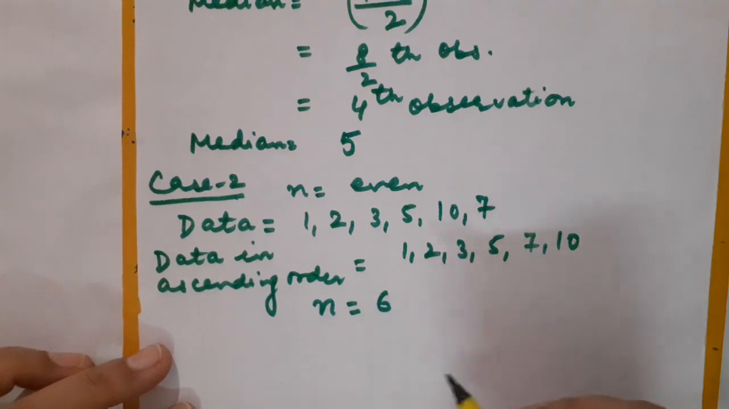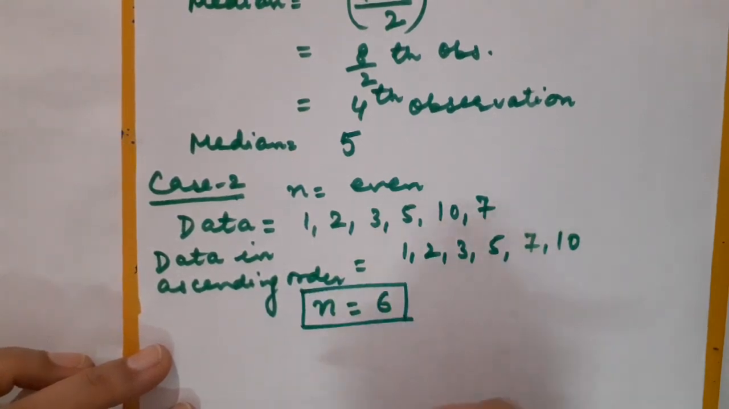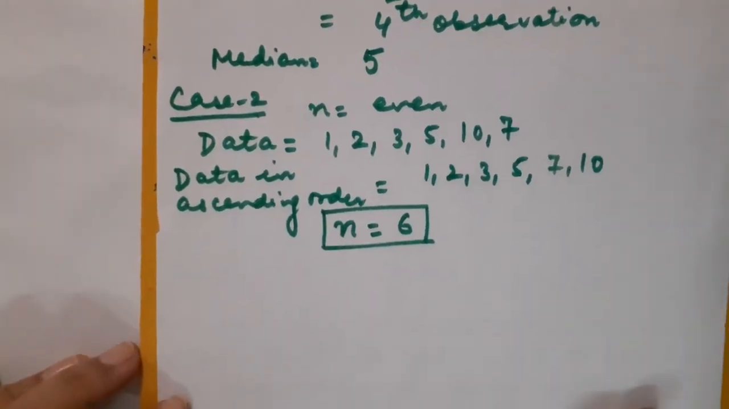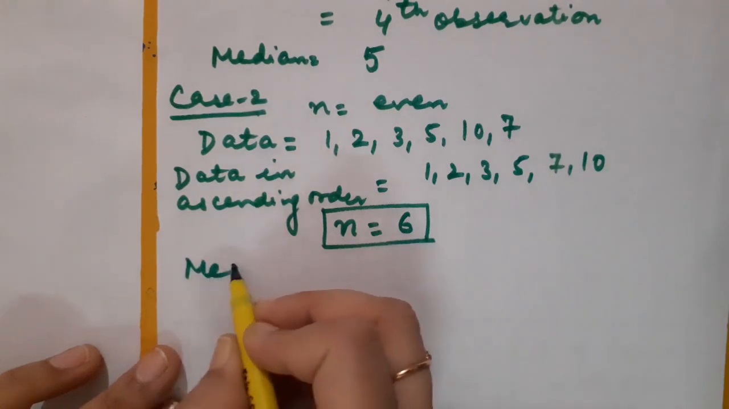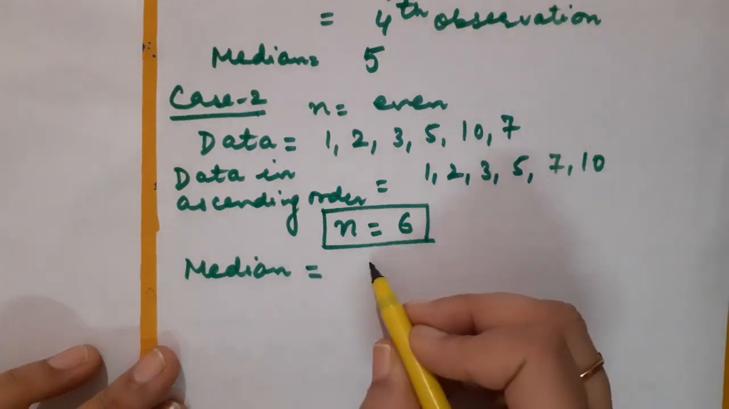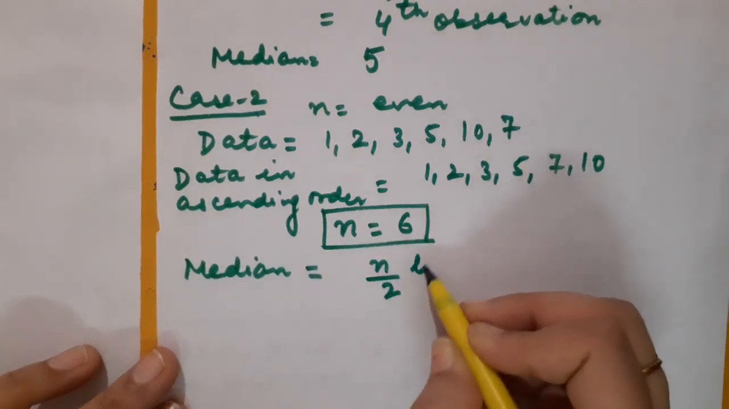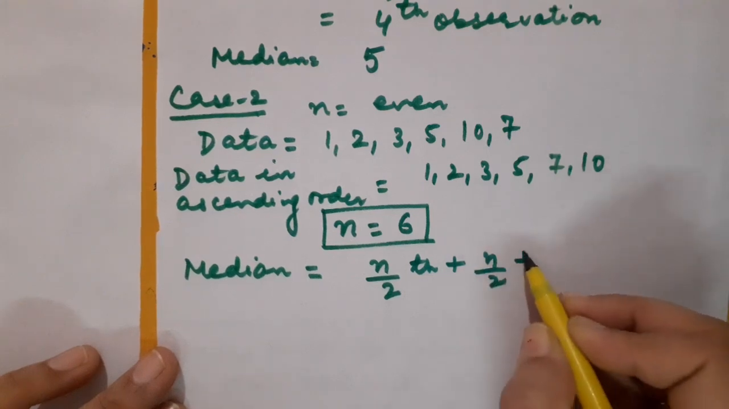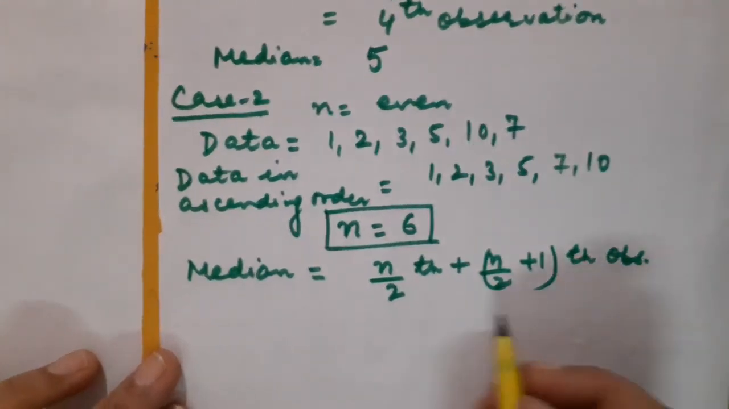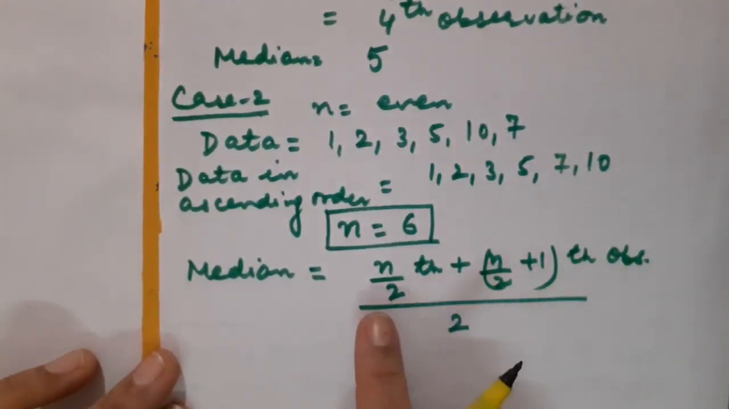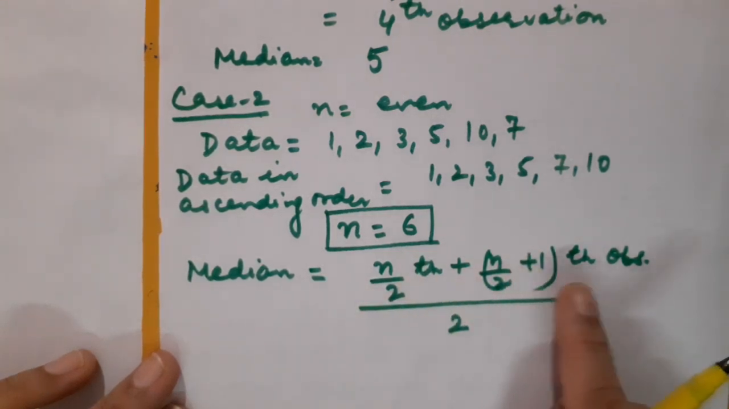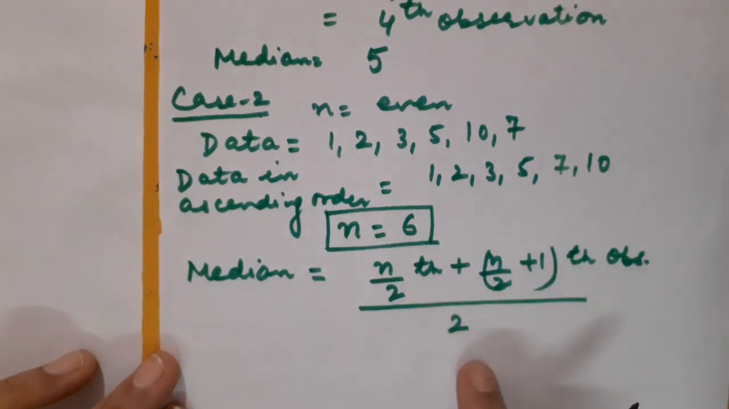N is equal to 6. So this is an even number. Now what is the rule to calculate median? When n is 6, it means the number of observations is even. So children, let us recall, this is the concept of 9th class which I am making you recall. For that you have to take the (n by 2)th plus (n by 2 plus 1)th observation, divided by 2. It means you are supposed to take the average of the (n by 2)th and (n by 2 plus 1)th observation.